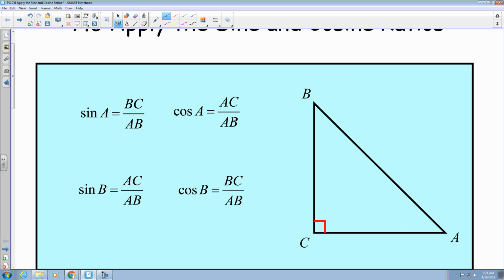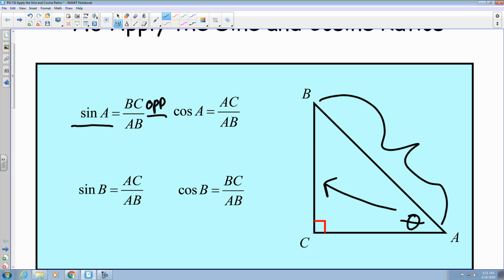When we look at sine, in this particular instance, we have sine of A, so angle A is going to be theta, some angle measure. And if you look here, the sine of A is going to be BC in the numerator, which in this case is the opposite, over AB, which in any right triangle for sine is going to be the hypotenuse. So anytime you're looking at sine, we are going to be dealing with opposite over hypotenuse.